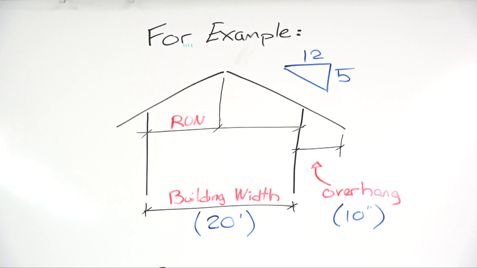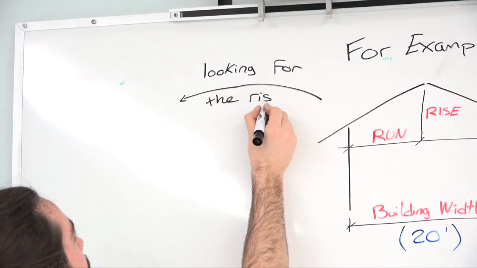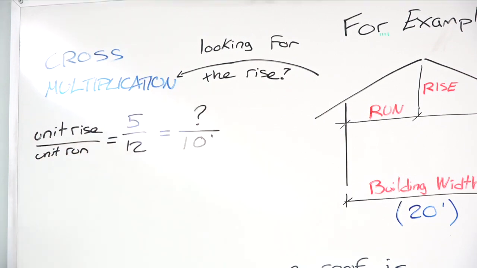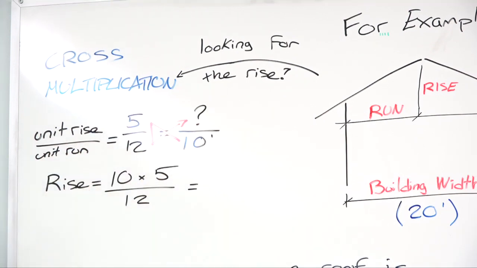So for that house, you might want to find the rise. To find the rise, you need to use cross multiplication. Here we're going to use the unit rise and unit run that comes from the roof slope, so 5/12. And what we know is the run. The run is in fact half the building width. So 20 feet divided by 2, we have 10 feet. So what's the rise for a 10 feet run with a 5/12 slope? Well, 10 feet times 5 divided by 12 gives us the answer, 4 foot 2 inches. So that would be the idea for the rise.